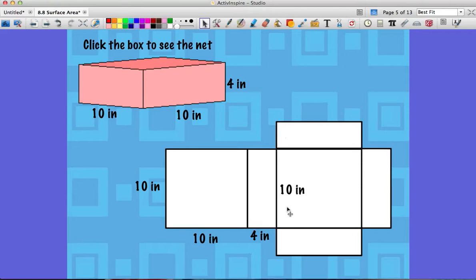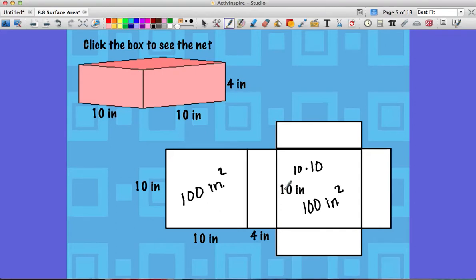So in this case, if this is a 10 by 10 square on the bottom, you know that the area has to be 10 times 10, which is 100 inches squared. Since prisms have two congruent bases, you know that if the area of this base is 100, then the area of this base has to be 100 inches squared.